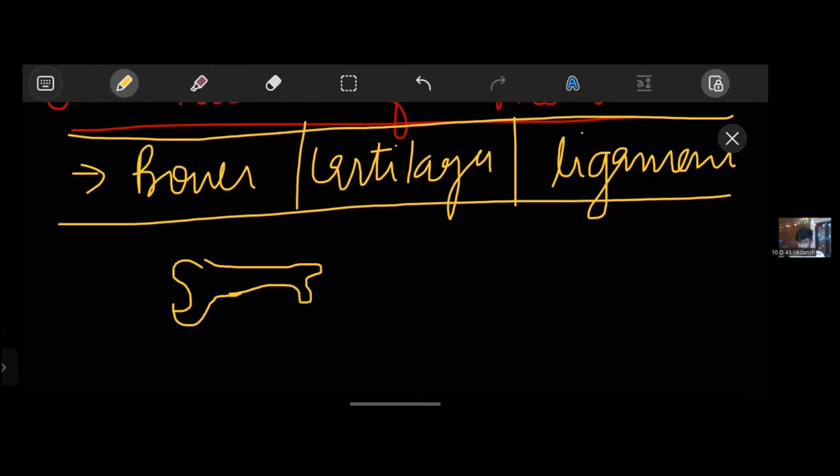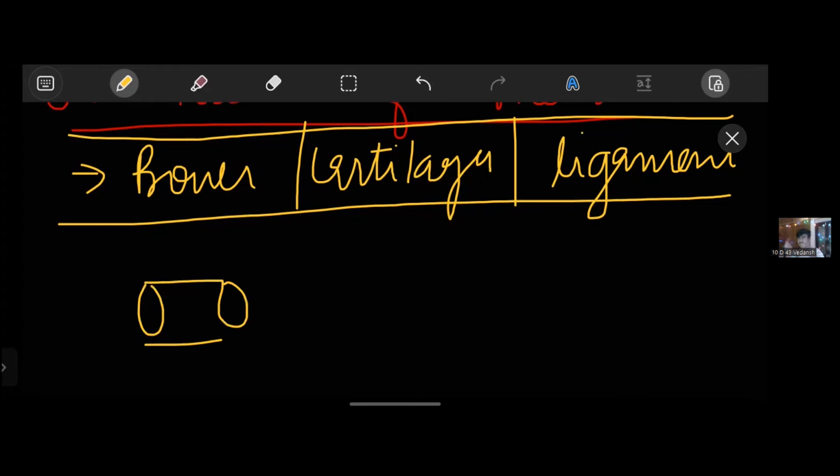Maybe my drawing is very bad, so let me try and draw a better bone. I cannot. Basically, let us say this is a bone over here. This is a bone cut, and I separated the head in front of it. Okay, just imagine it like that. Forget it. I cannot draw bones.